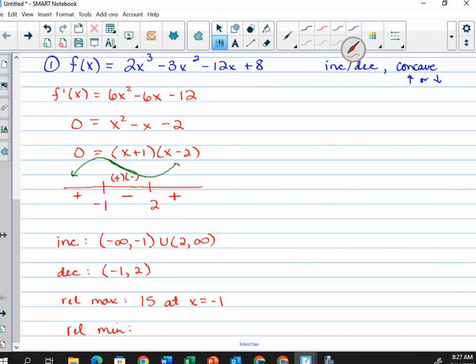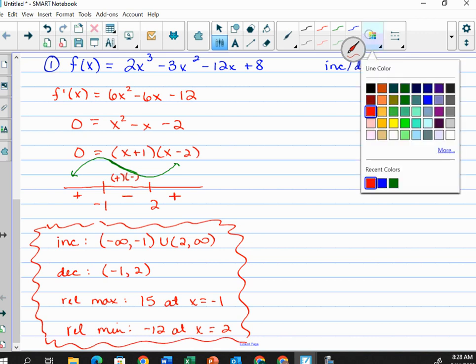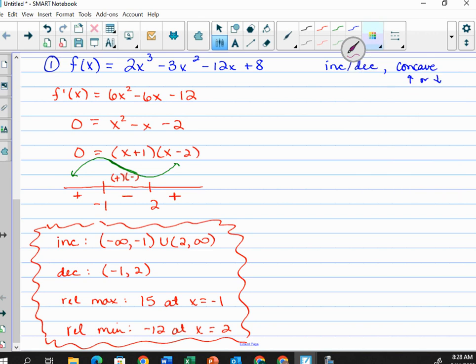Yep, so -12 at x equals 2. Okay, so all of that is from the first derivative. We're now going to do a similar process, but with the second derivative. So we'll switch to purple for that one.